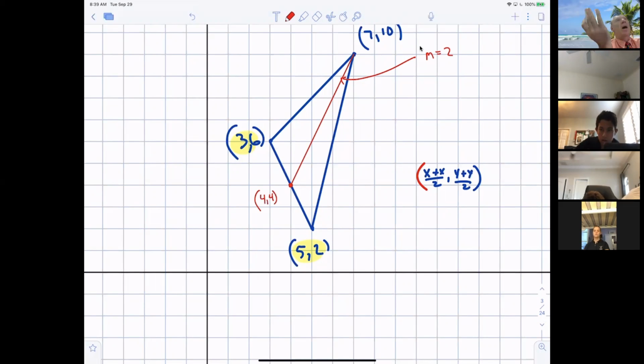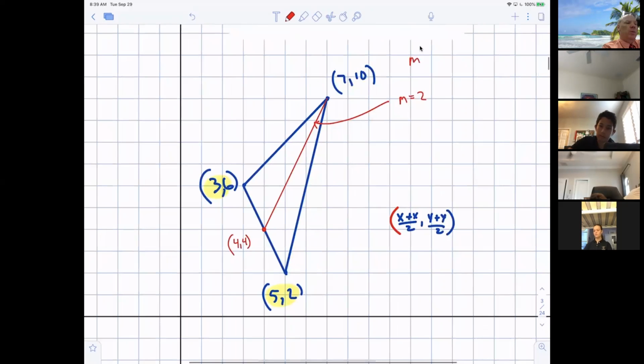Now's the time. If you're not sure about how I'm saying slope is 2, now is the time you speak up. That's okay, slope. You have to know slope. This is good review: y2 minus y1 over x2 minus x1. 10 minus 4 over 7 minus 4, 6 over 3, 2.